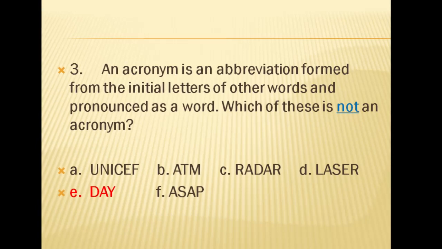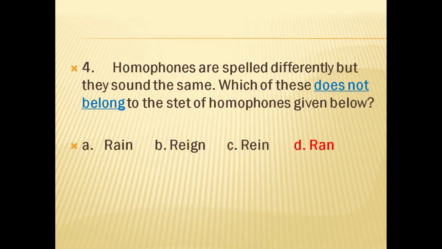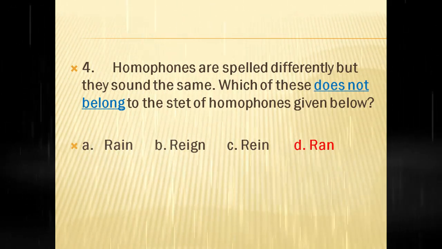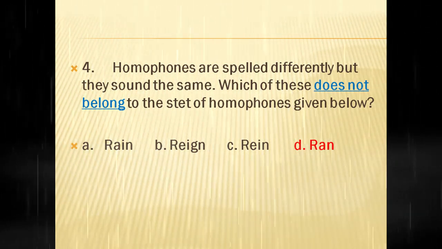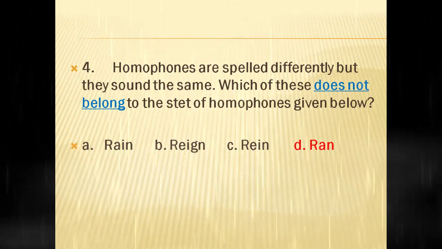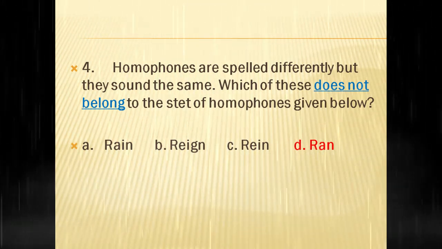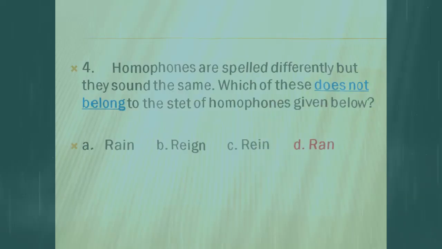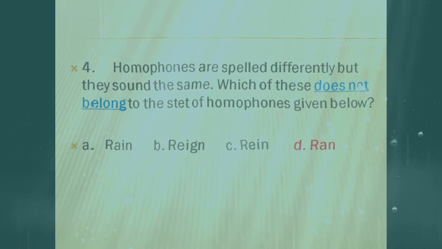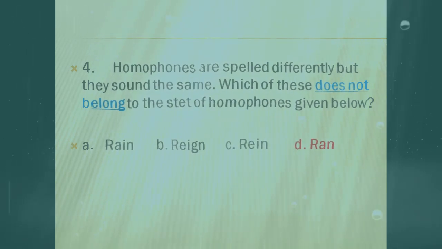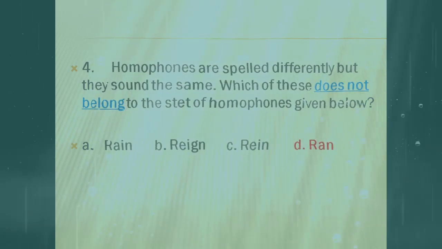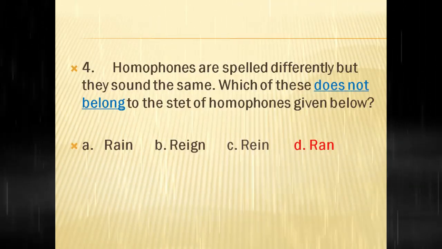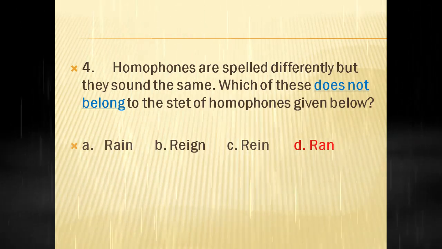Fourth one, homophones are spelled differently, but they sound the same. Which of these does not belong to the set of homophones given below? Run is the answer. Rain, B, rain, C, rain, D, run. So run is the answer.